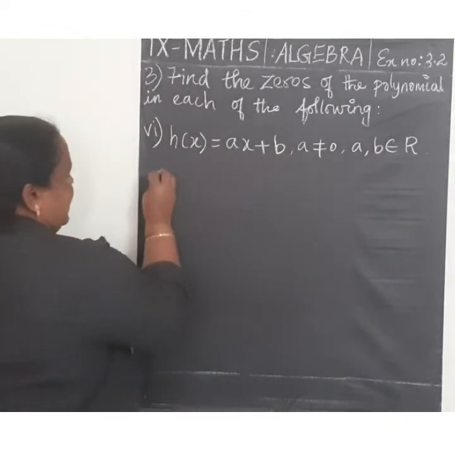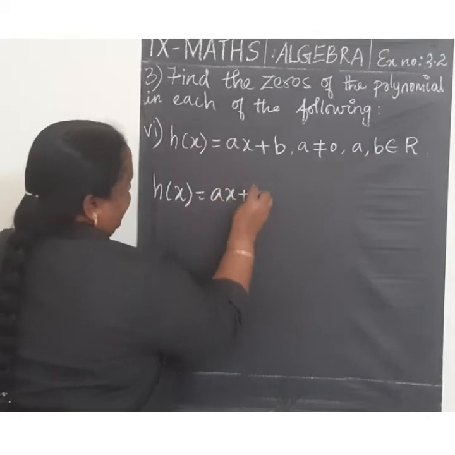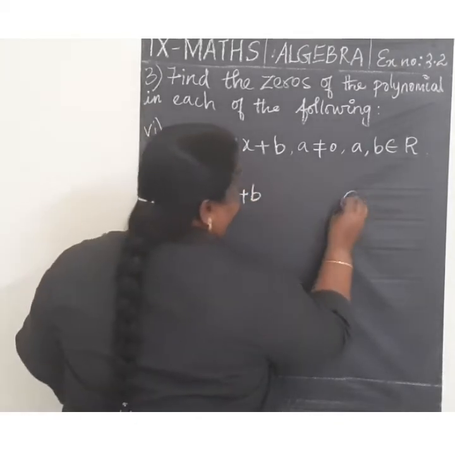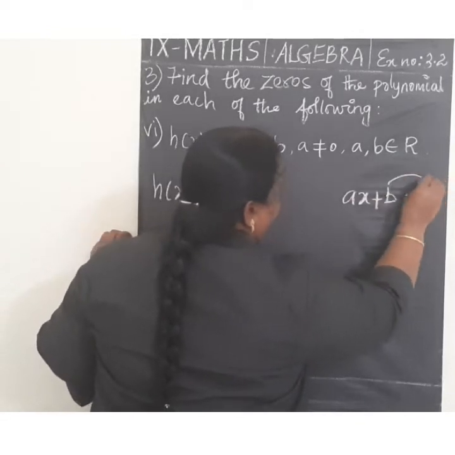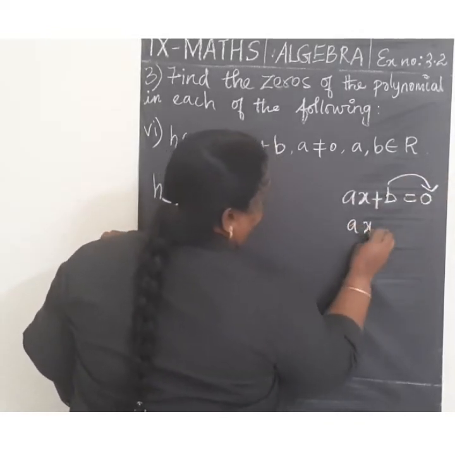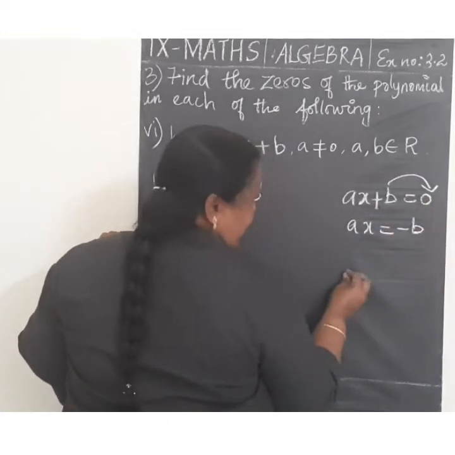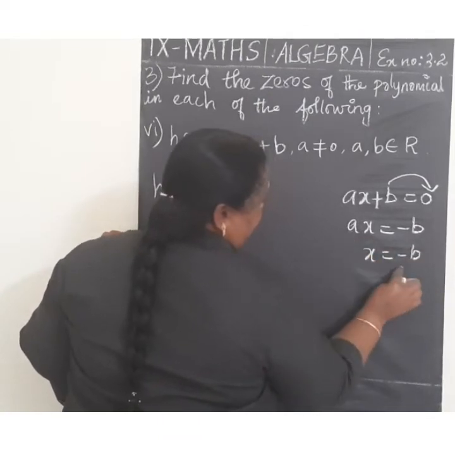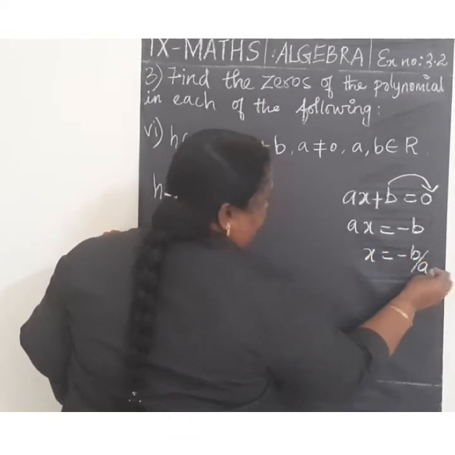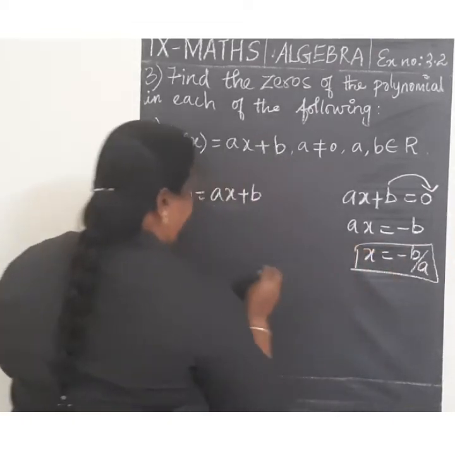So first they have given h of x is equal to ax plus b. So we have to take this one, ax plus b is equal to 0. Bring this b to this side. So what will happen? ax is equal to, here plus b, when you bring it to this side, it will become minus b. So ax is equal to minus b. Bring this a to this side, so by a. So x is equal to minus b by a.